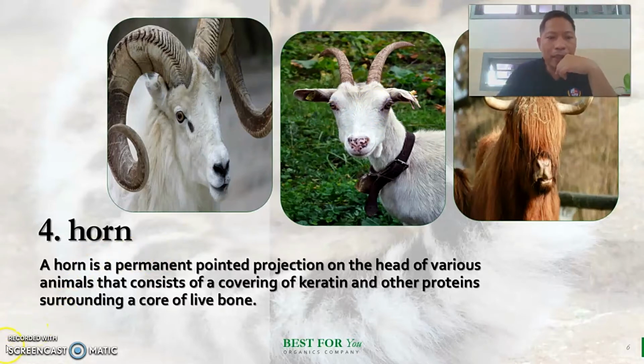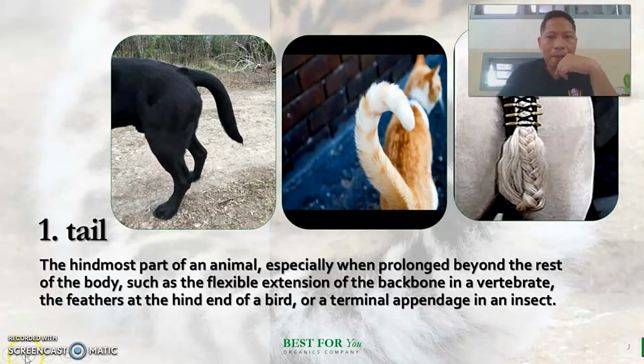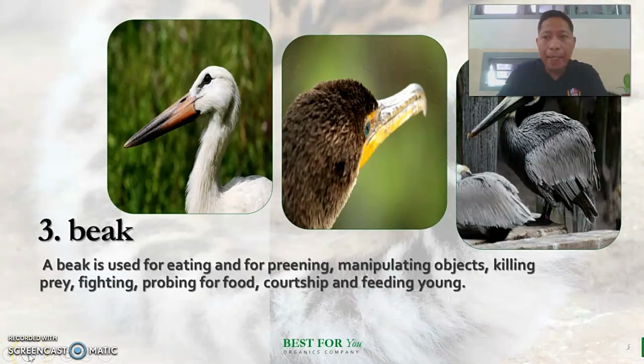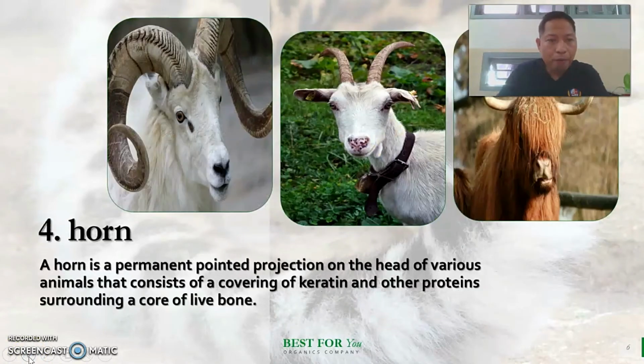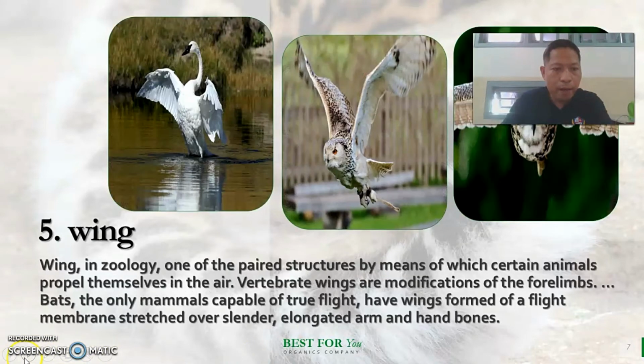So let's go back again. Number one is a tail. Number two is a fin. Number three is a beak. And number four is a horn. Okay, horn. So let's move on to number five.